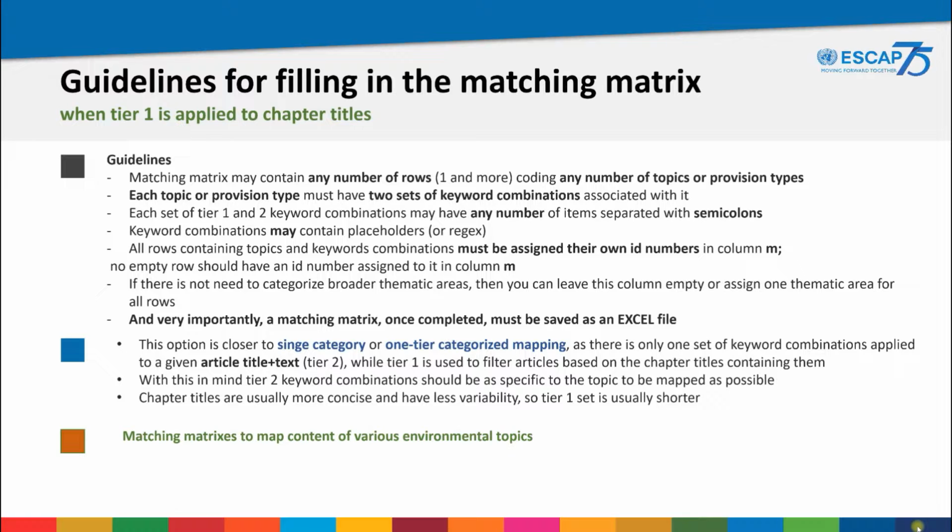All rows containing topics and keyword combinations must be assigned their own ID numbers in column M, and no empty row should have an ID number assigned to it in column M. If there is no need to categorize broader thematic areas, then you can leave this column empty or assign one thematic area for all rows. And very importantly, a matching matrix, once completed, must be saved as an Excel file.